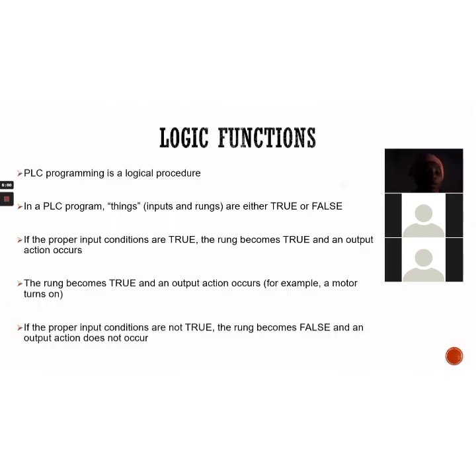So now, as we have just said, a ladder logic is a logical procedure. So in a PLC program, inputs and runs are either true or false. So that is where the logic is coming in. So our input is either true or false, and our output is either true or false. So if the proper input conditions are true, the rank becomes true and an output action occurs.